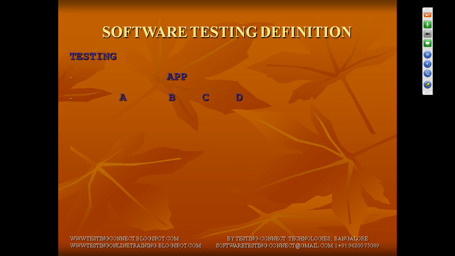Let us suppose you are working on one application. For that application, 4 modules were there, like A, B, C and D. To develop this application, you should go for the development life cycle, right? That means 5 phases you have to go through. What are those 5 phases? Analysis, design, development, testing, release and maintenance.